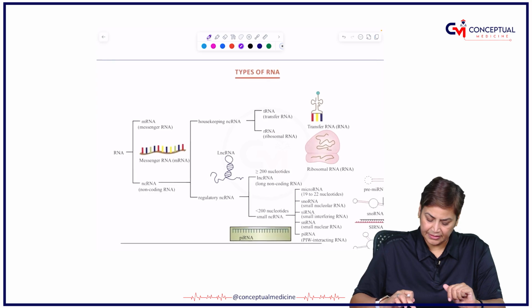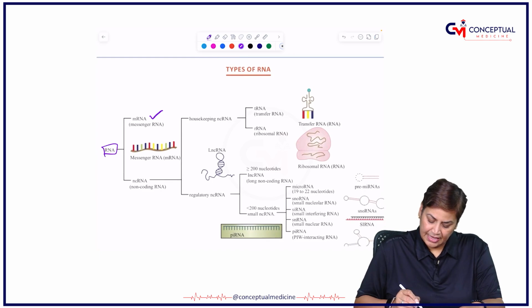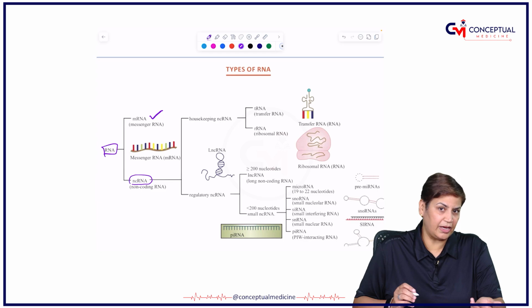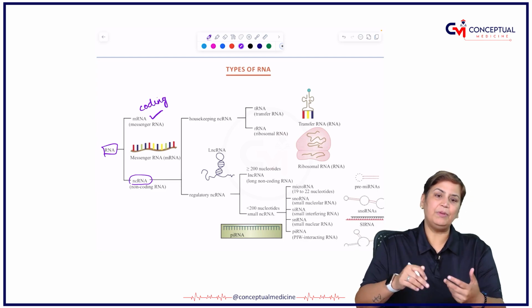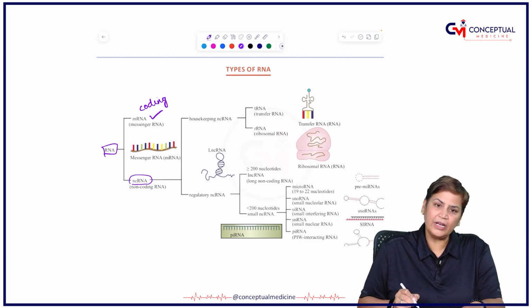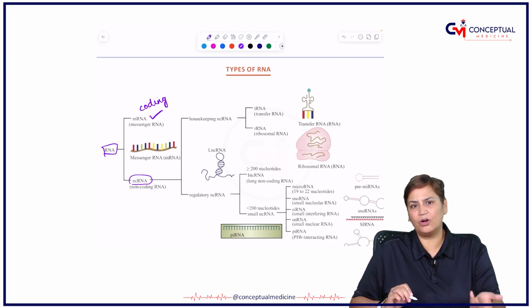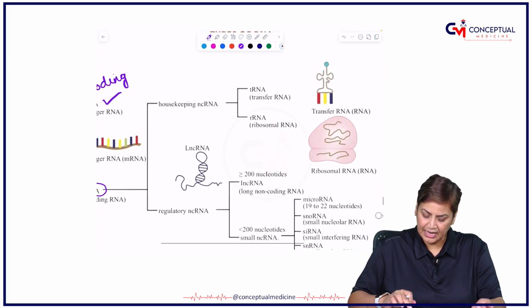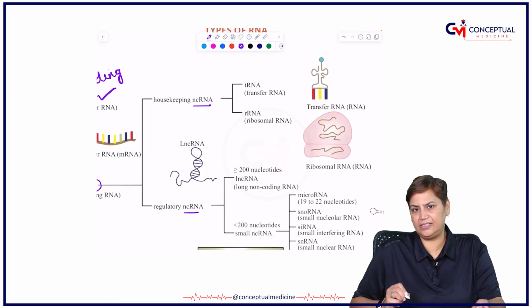You can see that messenger RNA is there, and ncRNA is also there. ncRNA is a non-coding RNA, and mRNA is a coding RNA, because it is basically bearing the codons, or helping in the transfer of the messages. Then this ncRNA is further of different types: housekeeping ncRNA and regulatory ncRNA.